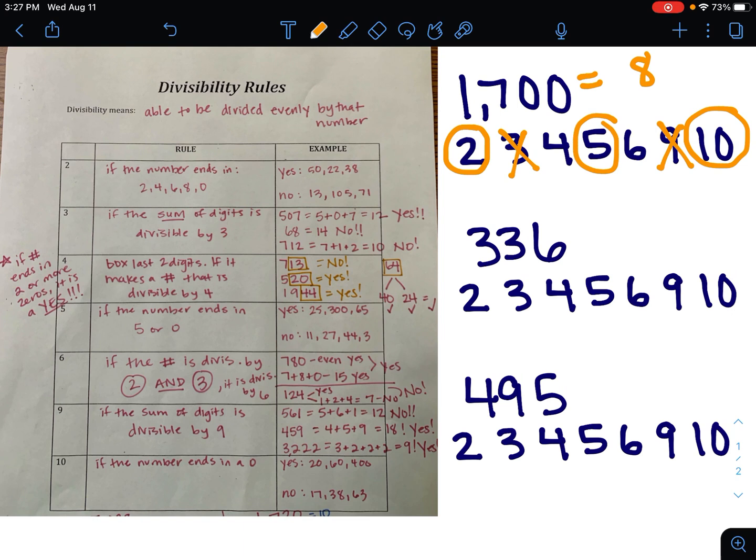Let's look at the rule for 4. The rule for 4 is box the last two digits, and if it makes a number like 20 or 40 or 48 or 16 that 4 goes evenly into, then you have a winner, and if it doesn't, then you don't. However, I want you to look right here. If the number ends in 2 or more zeros, it's going to be a yes. This ends in 2 or more zeros, if you notice right here.